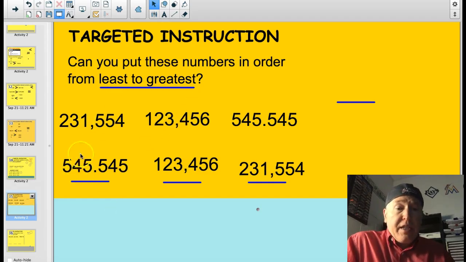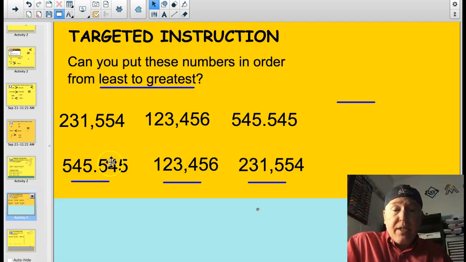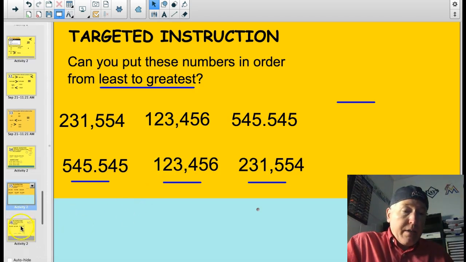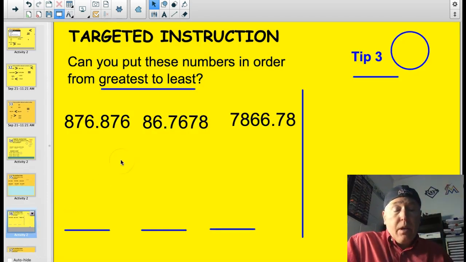From least to greatest, this is 545.545. This is 123,000. This is 231,000. Did you get that right? Did you catch the decimal here? Very good. All right. A couple other tips.